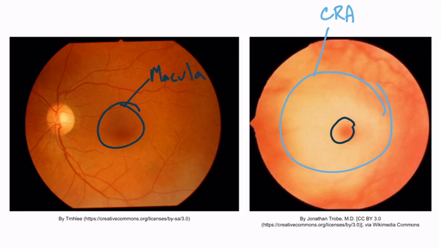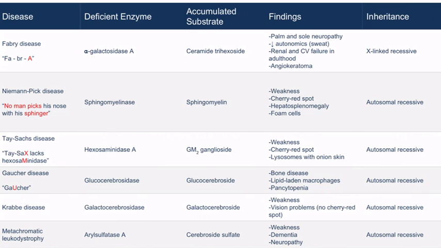On the other hand, the macula itself receives blood from the choroid, so it's unaffected when the central retinal artery blood supply is compromised. This is why the macula appears bright red, hence the name cherry red spot. Okay, so both Niemann-Pick disease and Tay-Sachs disease can cause a cherry red spot. So how do we distinguish them?